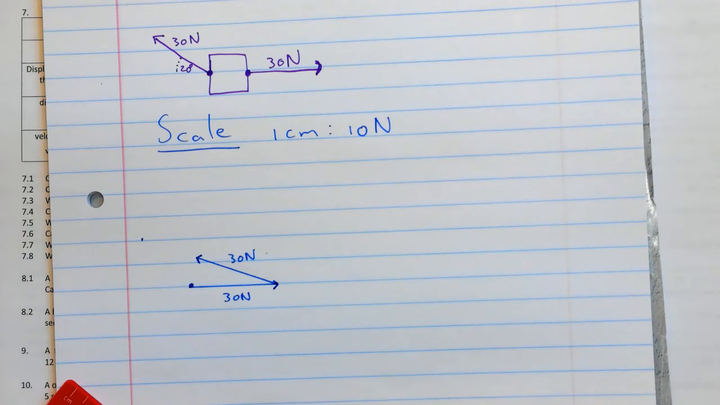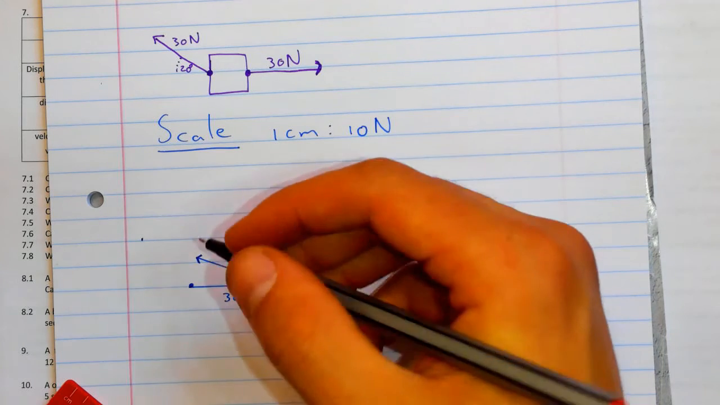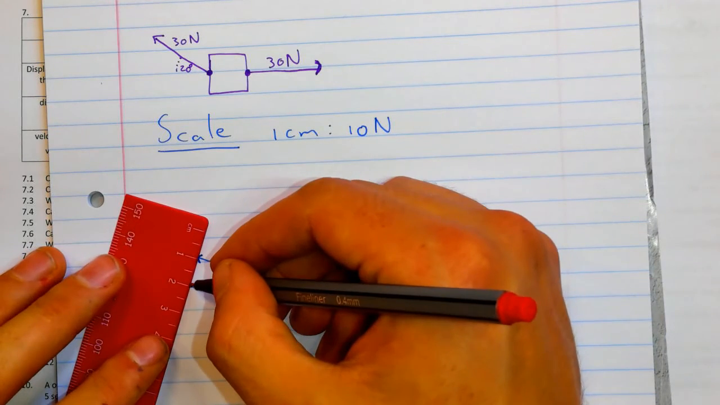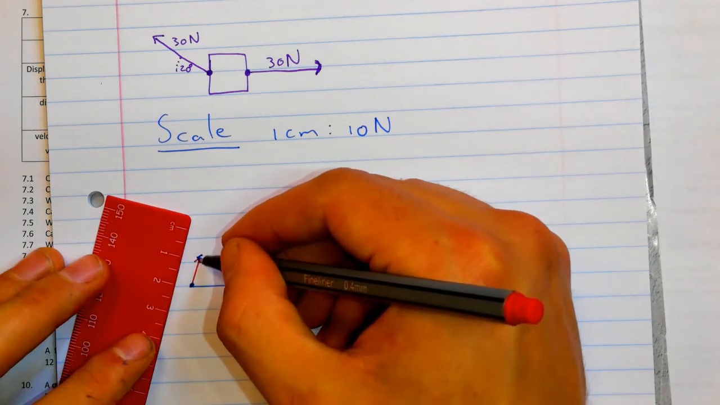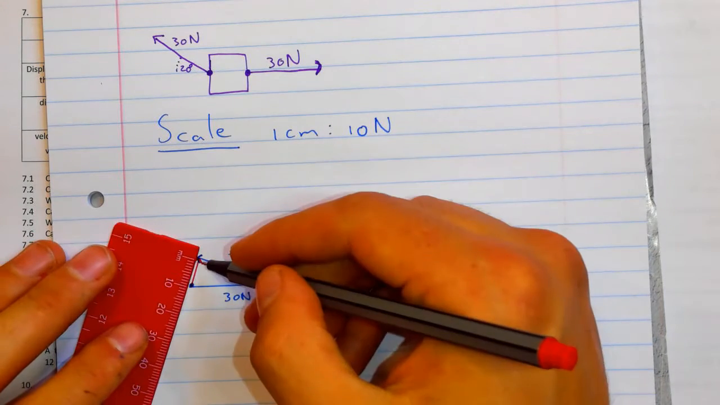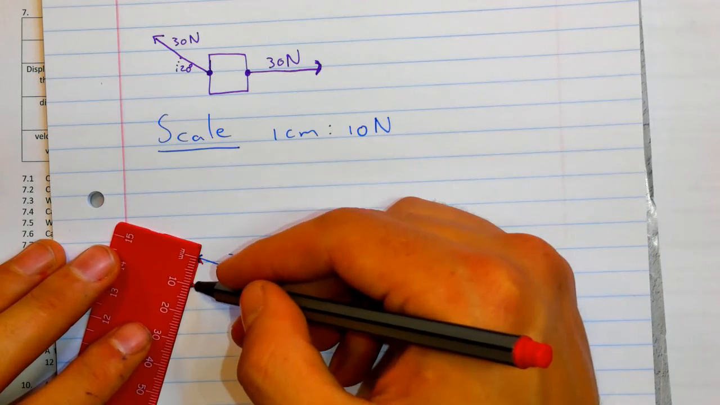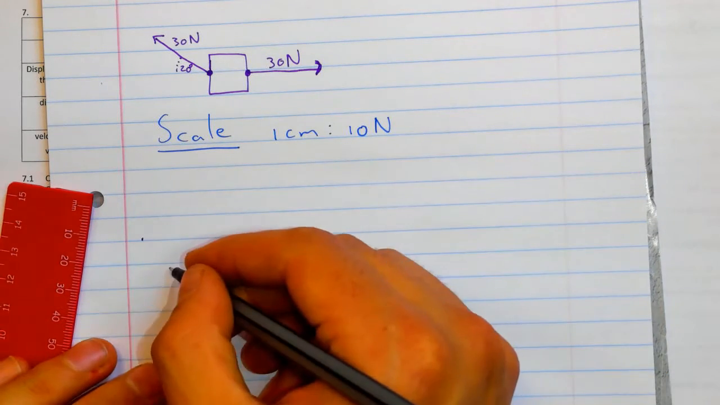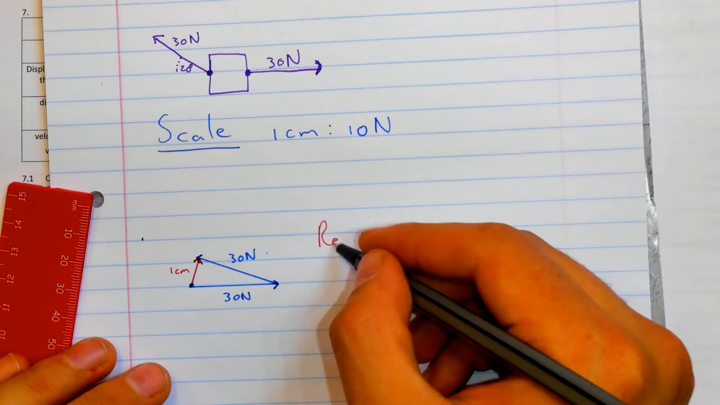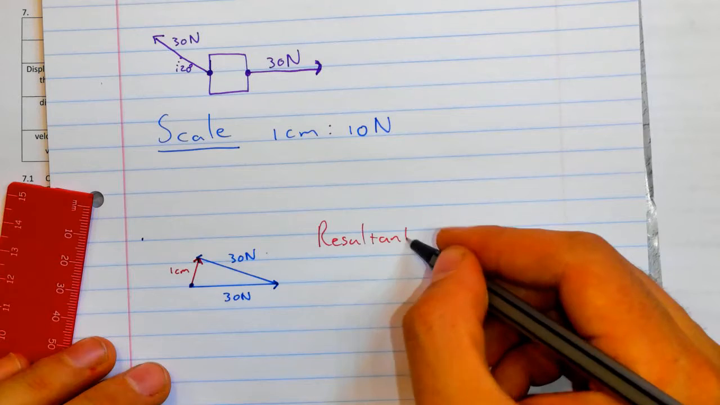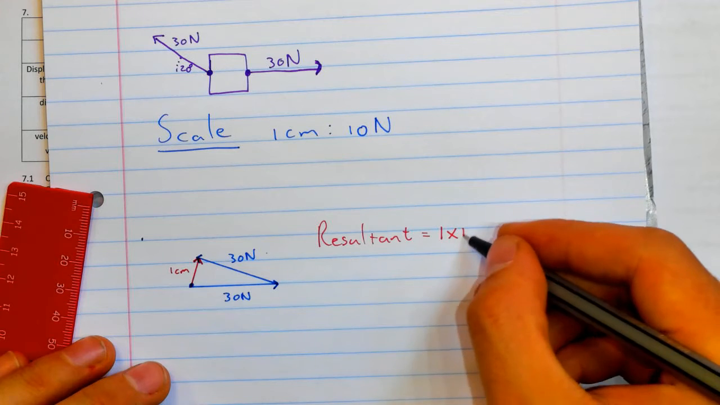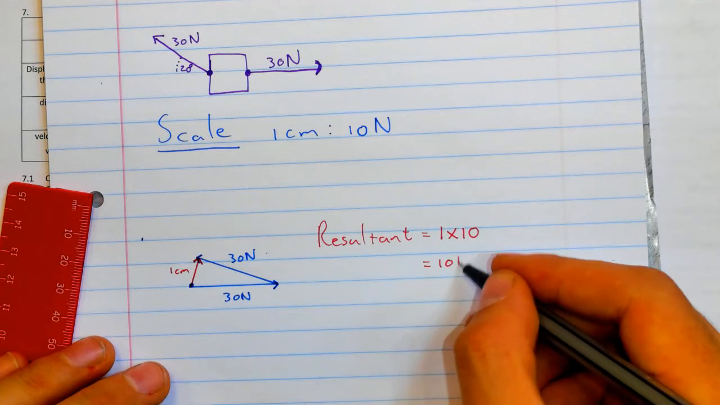How would we get our resultant vector from this sketch then, which has been drawn to scale? We simply take the distance from the starting point to the end. So we draw a line there, and measuring it out, we find it to be exactly 1 centimeter. So we see that this is 1 centimeter, which means that the resultant vector will be 1 centimeter multiplied by the scale of 10, which gives us 10 newtons.